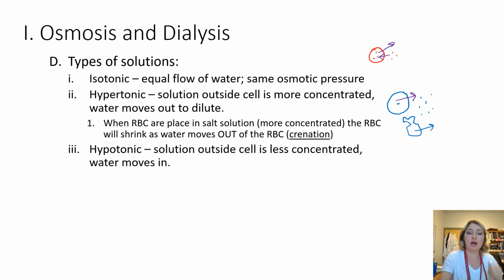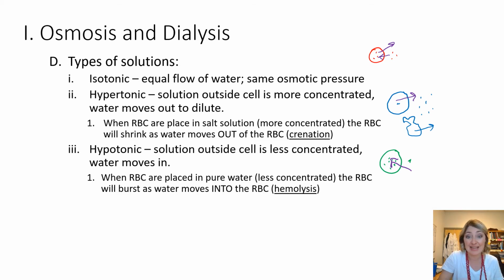In a hypotonic solution, we've got the opposite situation going on. The solution outside of your cell is a lot less concentrated than the solution inside your cell. So you have a higher concentration inside the cell. Again, in osmosis, you have movement of water from a low concentration to a high concentration. So water is going to rush into the cell to try to dilute the solute concentration inside the cell.